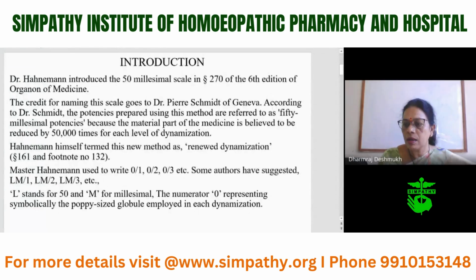One part of mother tincture and 100 parts of alcohol, transfer in a phial which will fill up to 3/4, leaving 1/4 vacant. Cork the bottle and give 100 downward succussions. Those 100 downward succussions will create the 0/1 potency.